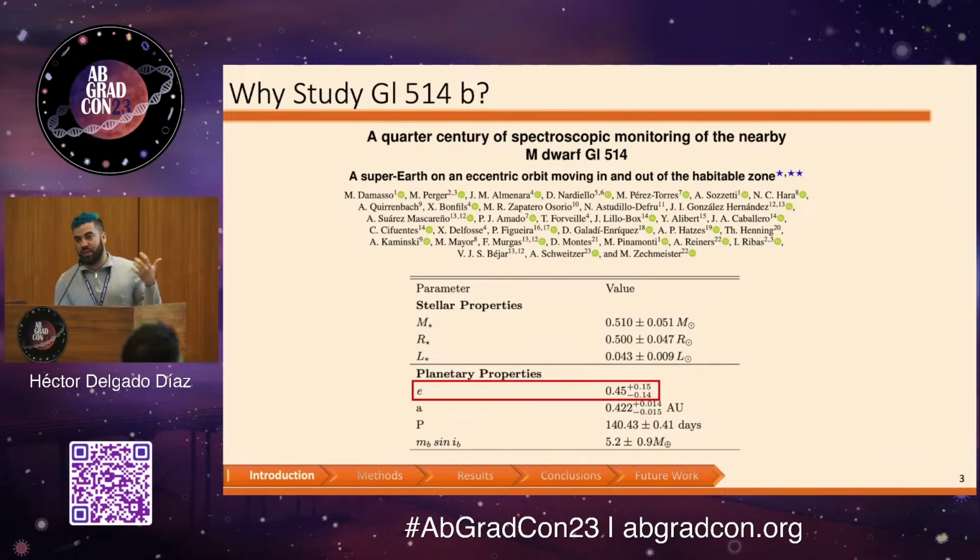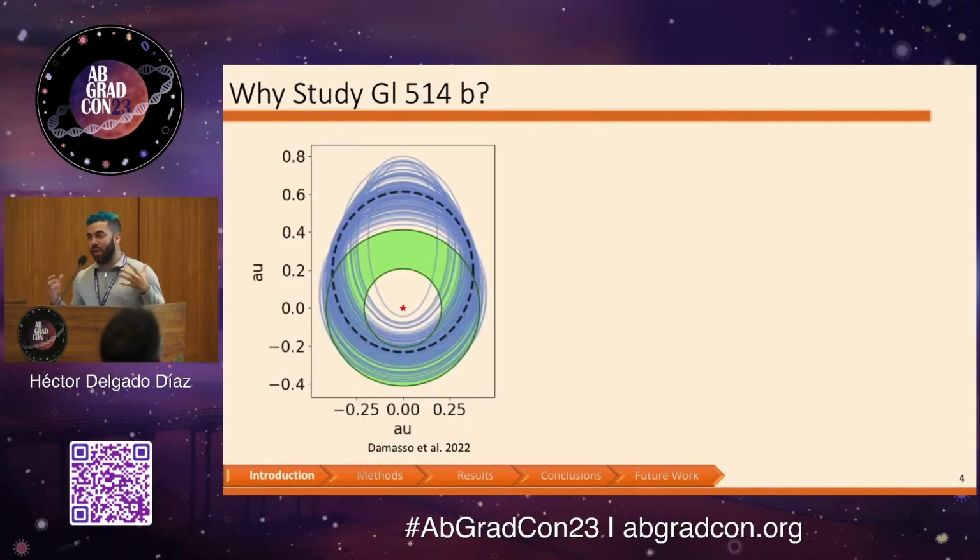As you can see from the properties, it also orbits an M-dwarf star, which is the most abundant star in our galaxy and universe. With that in mind, these are just simulations of what a 0.45 eccentricity orbit would look like. We see that they all go in and out of this green shaded region, which is the habitable zone that we consider for the star. The dashed line is just the best fit orbit. We still see all of them go in and out. So that's what makes it very important to study for habitability, since we've never done that before.